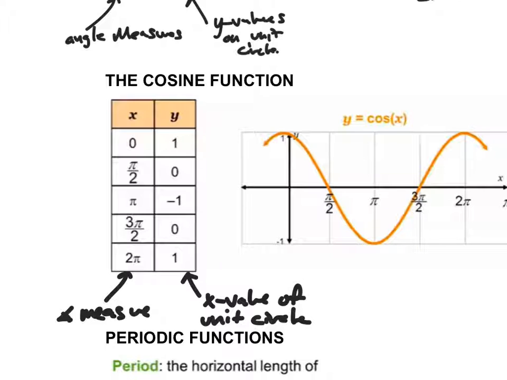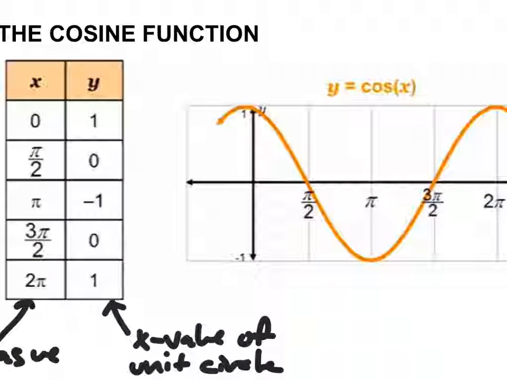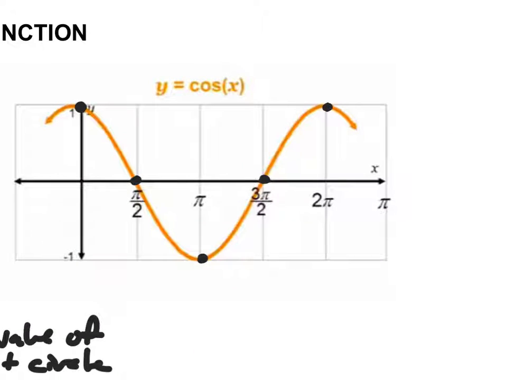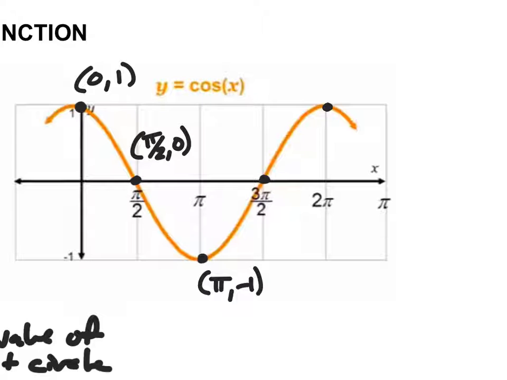Okay, and let's come in here and plot some of these points that we have. We've got 0, 1; pi over 2, 0; pi, negative 1; 3 pi over 2 comma 0; and then 2 pi is 1. So I'm going to write 0, 1. I'm going to write pi over 2 comma 0. I've got pi comma negative 1. I've got 3 pi over 2 comma 0. And then here I've got 2 pi, 1.